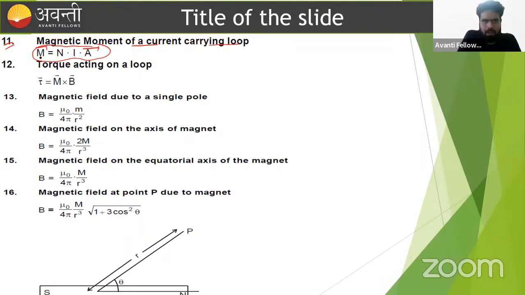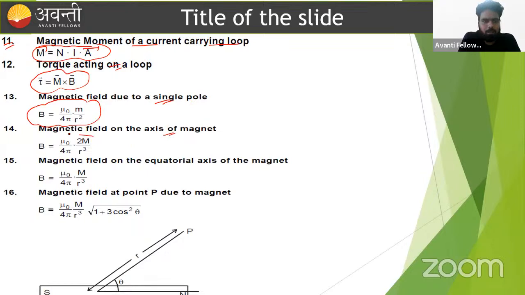The direction of the magnetic moment is in the direction of the area vector. What is the torque? Just similar to electrostatics, tau equals m cross B, like p cross E. This is the single pole, similar to the magnetic field due to a single pole.